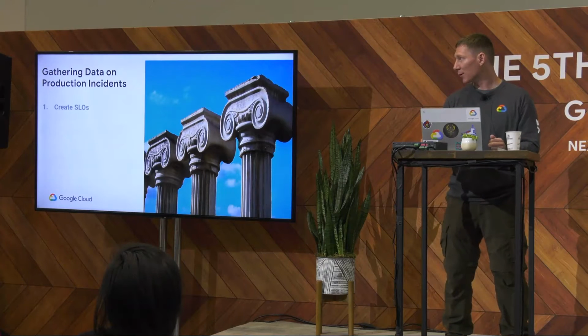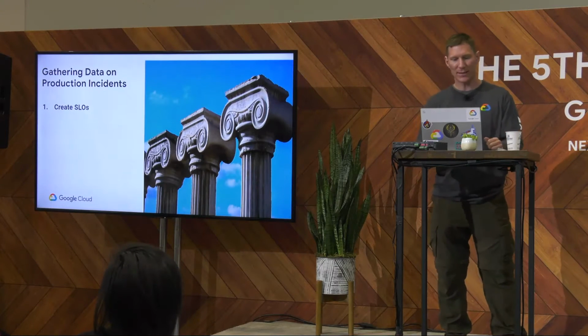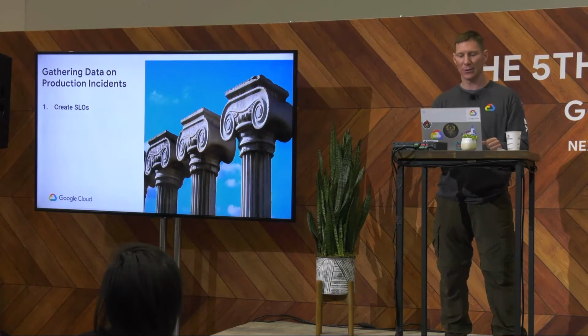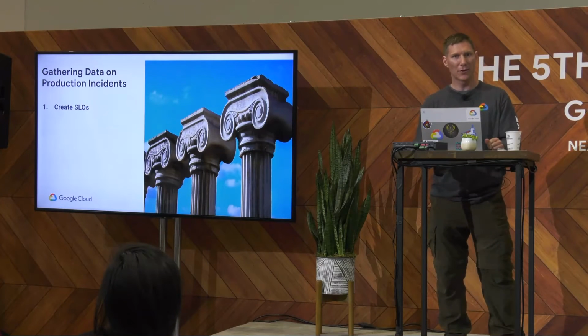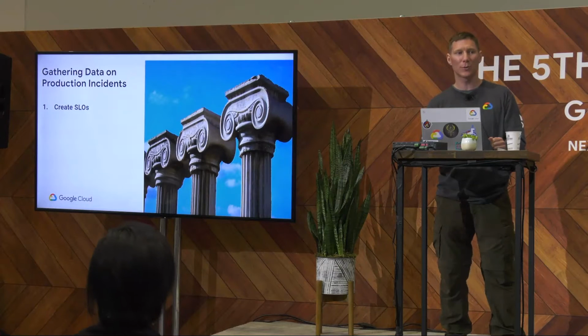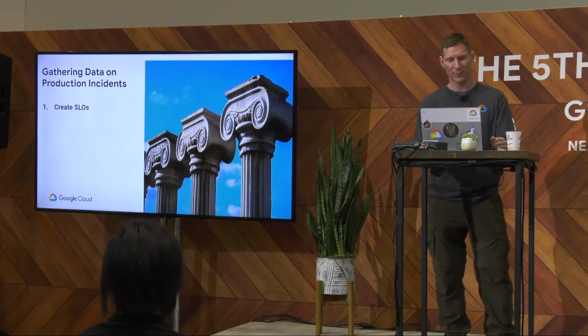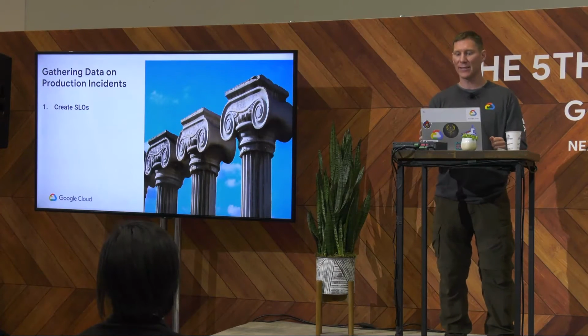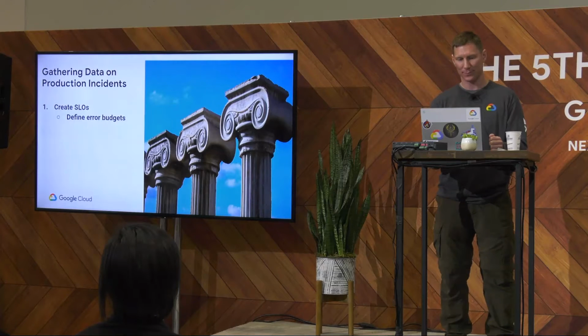Number 1, of course, and you've heard a lot about these, SLOs. You have to create and maintain SLOs for your service. They're the basis for your error budgets. They define the desired measurable reliability of your service. And they affect the entire incident cycle because they tell you when something is bad, and more importantly, they tell you how bad it is.